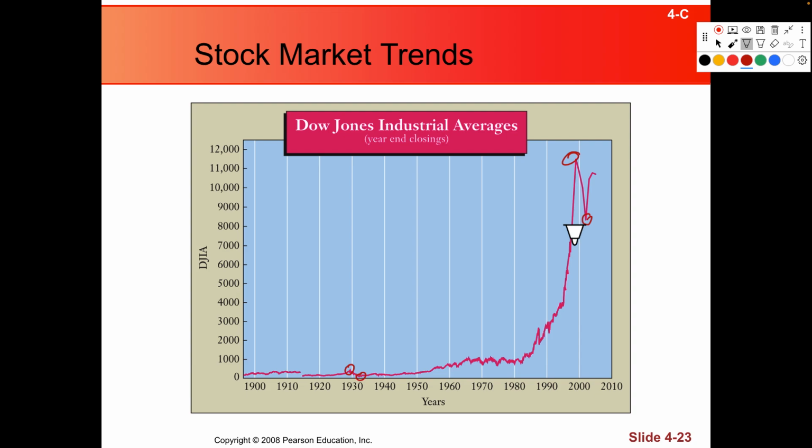So if you're investing in the stock market, you have to invest in a way that you are willing to either keep it invested, or you have a plan for when you're going to pull it out.